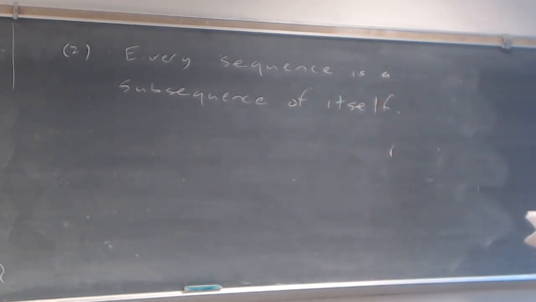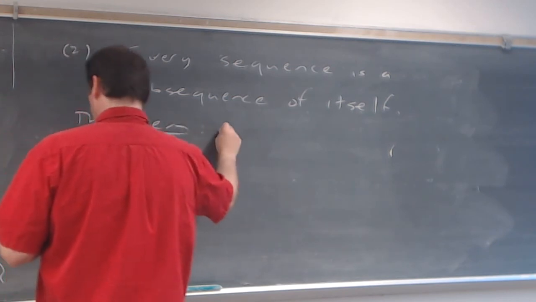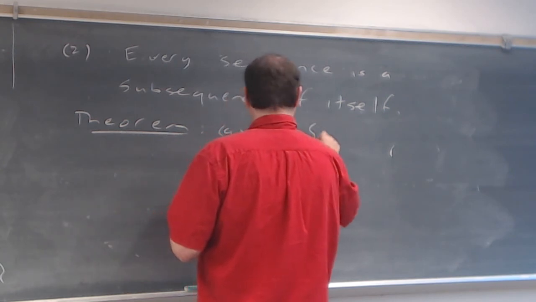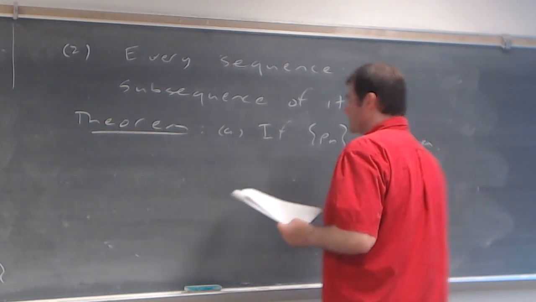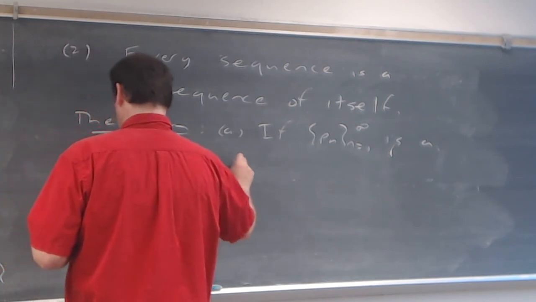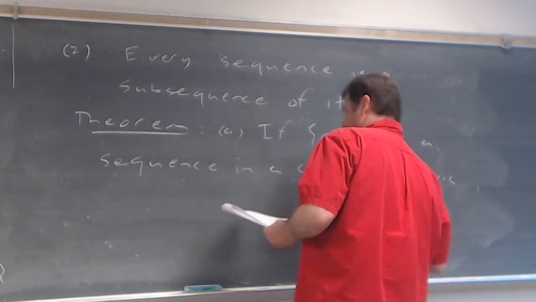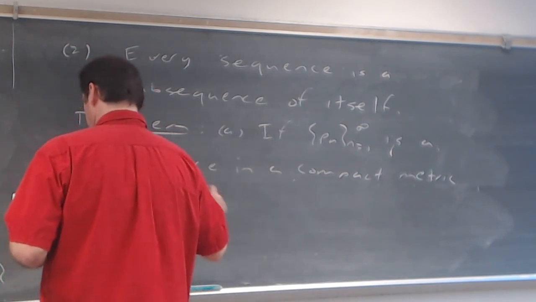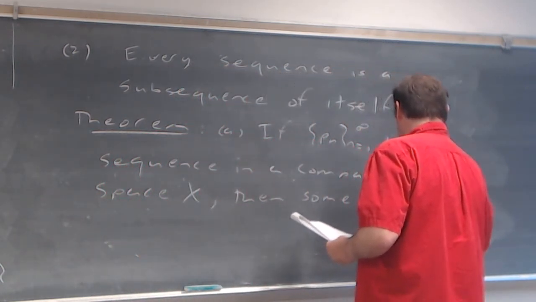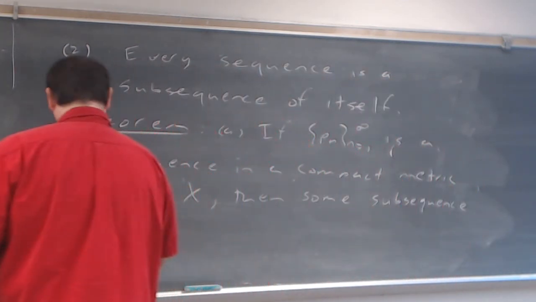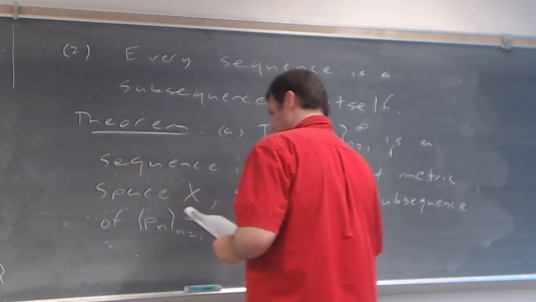Well, I want to write up a theorem, and it's got two parts, and we might be able to prove the first part. So here's part A. If P sub n is a sequence in a compact metric space X, so X itself, the big space, is compact, then some subsequence of P sub n converges to a point of X.